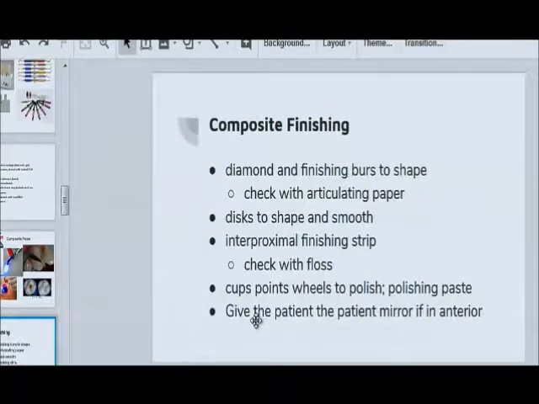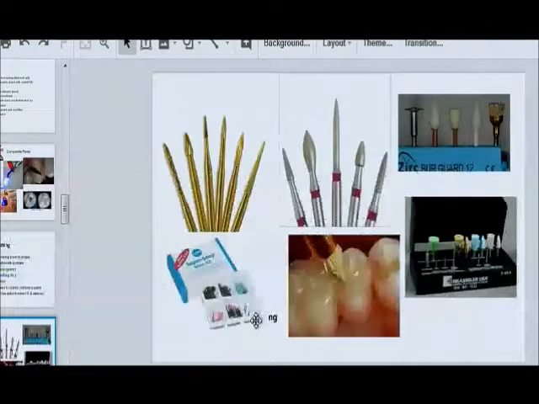Composites then need to be finished and shaped with diamond and finishing burrs once they've been placed. That is different than amalgam. Amalgam is carved with a hand instrument. Composites must be carved with a burr and handpiece. So two different ways of completing the procedures. So here are some of the composite systems that are used to polish those up, because of course the patient wants to feel nice, smooth teeth when they are finished.